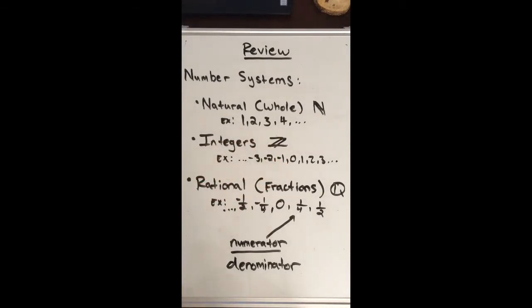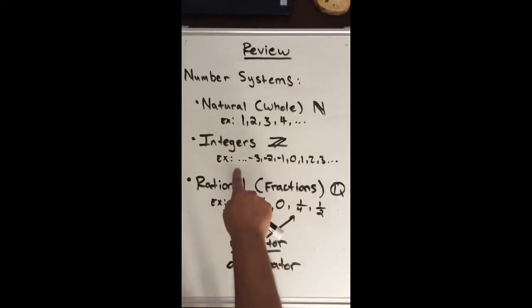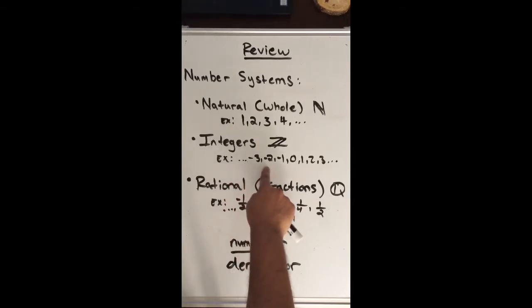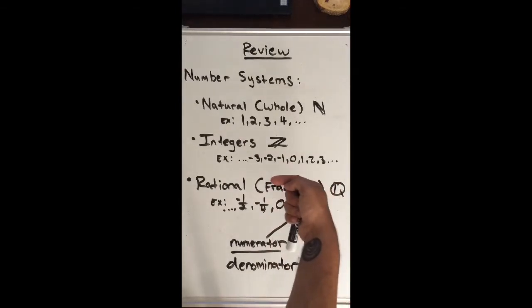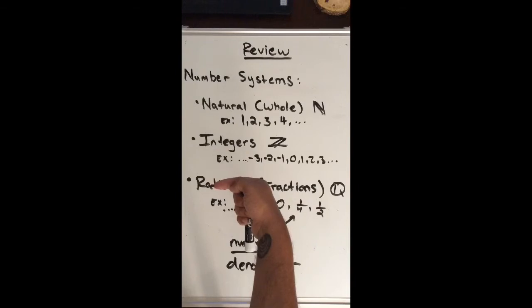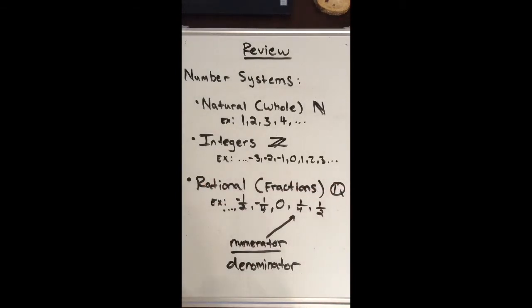Then we have the number system of integers, which looks like this funny Z here. Now, the difference between integers and natural numbers is that integers can have negative values instead of only positive ones. And there's 0. You see in the example, we can start from negative infinity and then count negative 3, negative 2, negative 1, 0, 1, 2, 3, knowing that all the numbers to this side are going to be more negative and all the numbers to this side are going to be more positive.